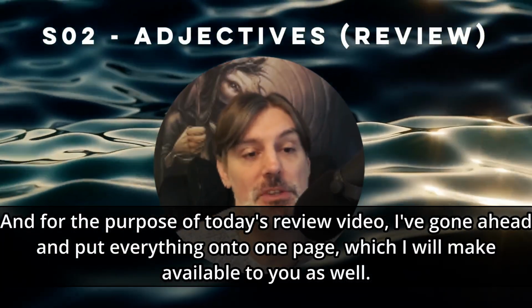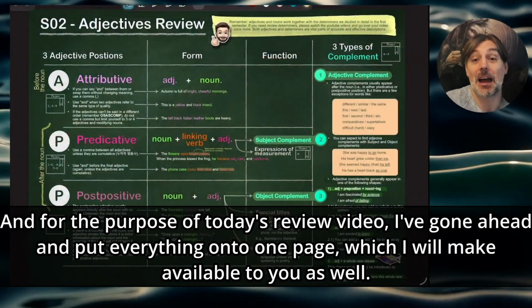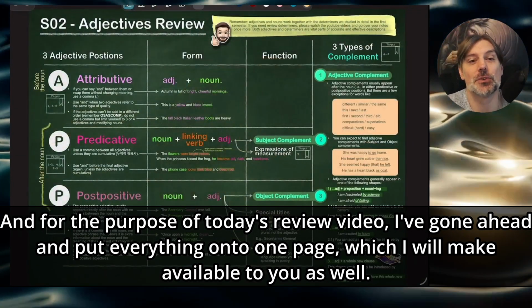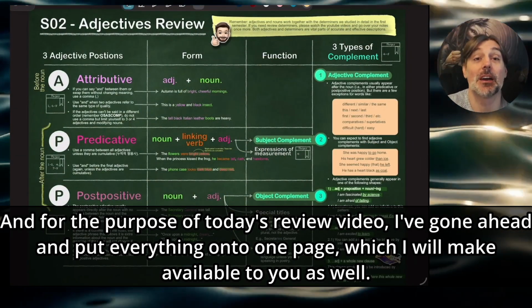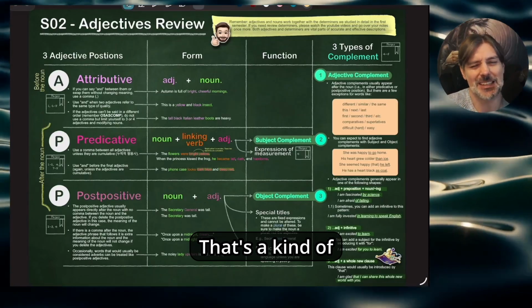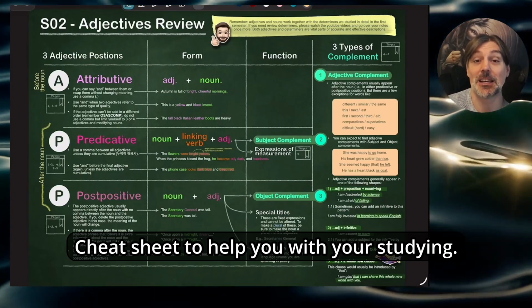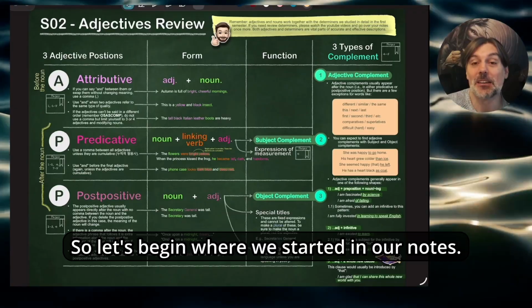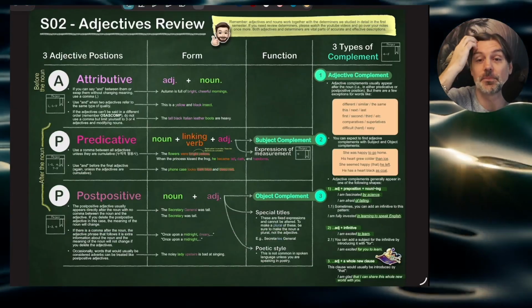And for the purpose of today's review video, I've gone ahead and put everything onto one page, which I will make available to you as well. That's a kind of cheat sheet to help you with your studying. So let's begin where we started in our notes.